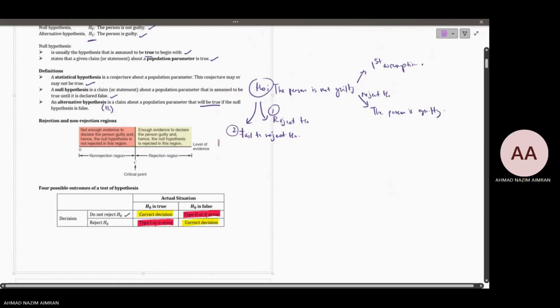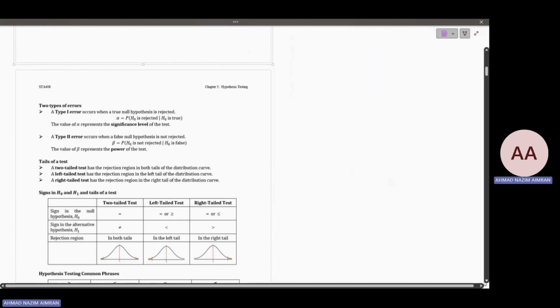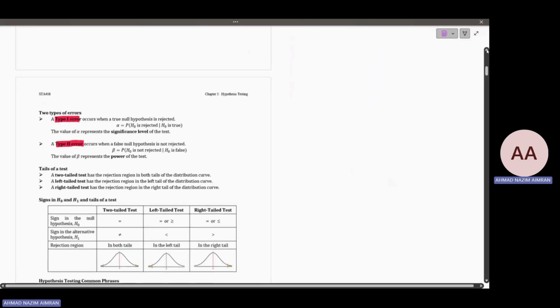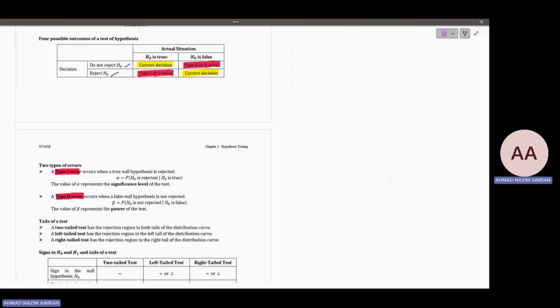Now let's look at the next page. There are two types of errors, as I mentioned earlier: type 1 error and type 2 error. Again, the type 1 error is when we reject H null when it is true. Look here, we reject H null when it is true. And the type 2 error is when we do not reject H null when it is false. So these are the errors.